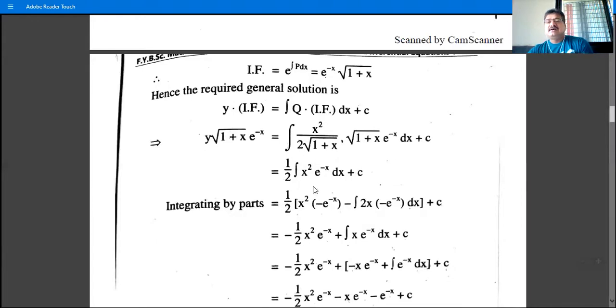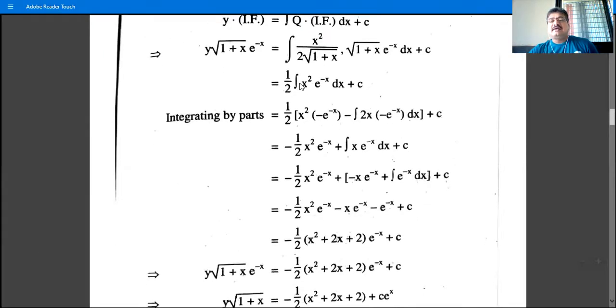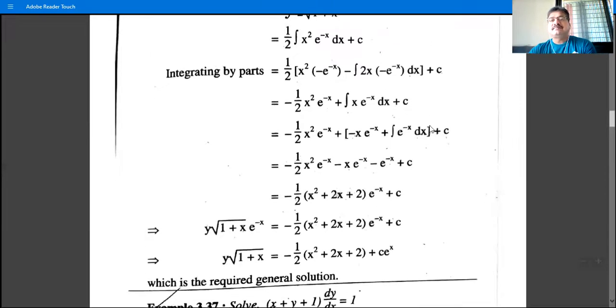This gets cancelled, and 1/2 is a constant, and the integration of x square e raised to minus x dx. And then by the by parts rule, take x square as the first and e raised to minus x as the second. So by parts rule is first x square, integration of second e raised to minus x, the integration is e raised to minus x divided by minus 1, that is this, minus integration of second e raised to minus x, integration minus e raised to minus x, derivative of first 2x dx, plus c.